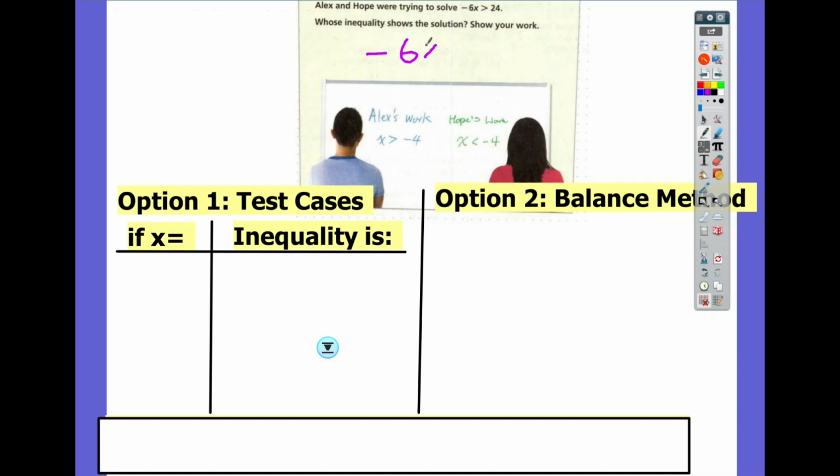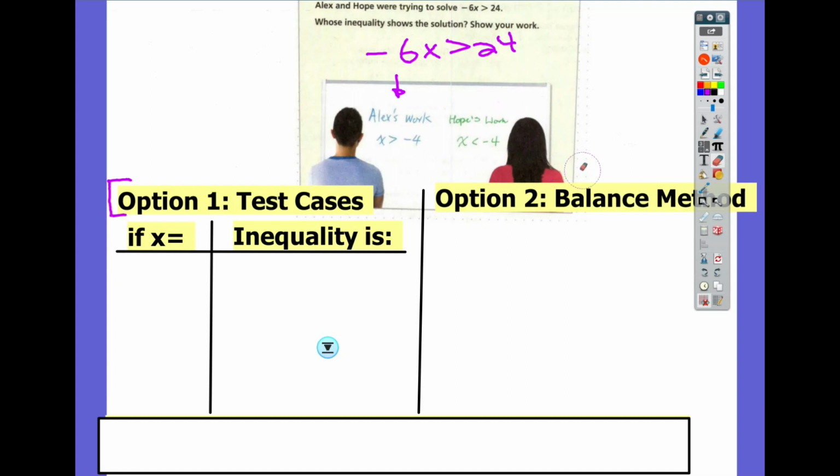We've got negative 6x is greater than 24. And we've got two students arguing two different things. Alex argues that x is greater than negative 4, and Hope argues that it's less than negative 4. If you used the balance method, you probably agree with Alex's work. But if you used brute force test cases, you'd find that Hope is correct. Let's jump in and see what that looks like.